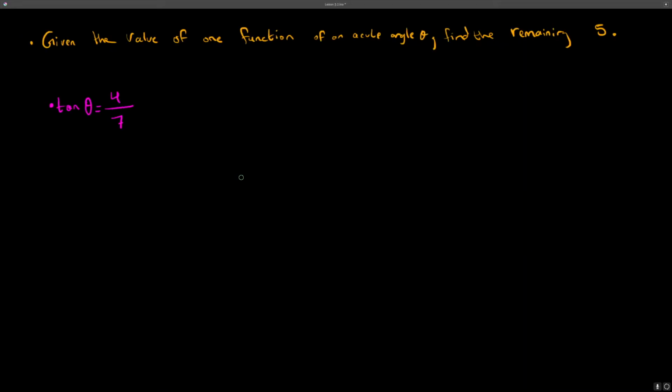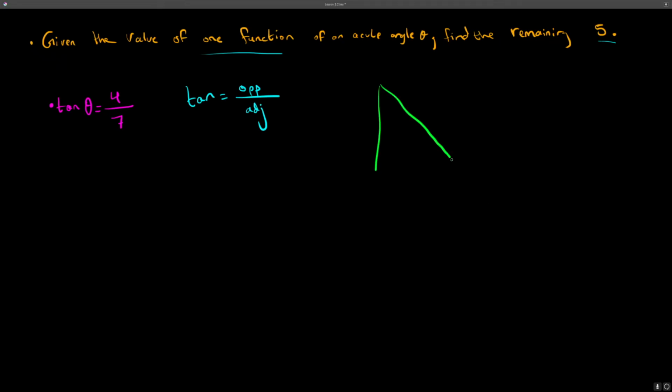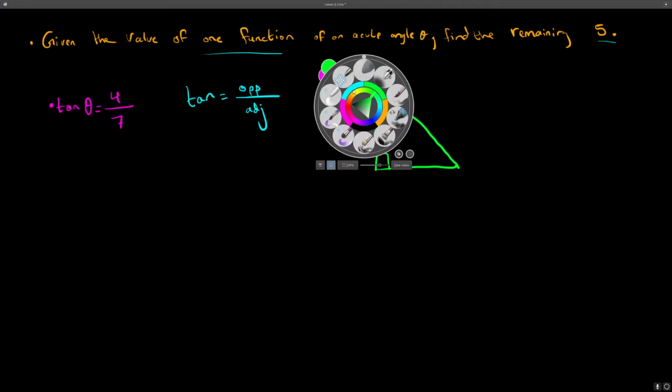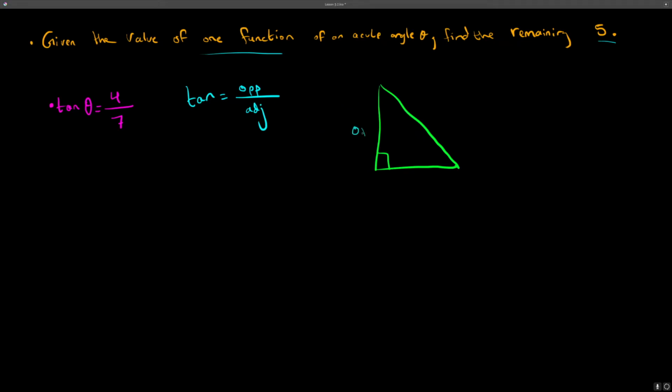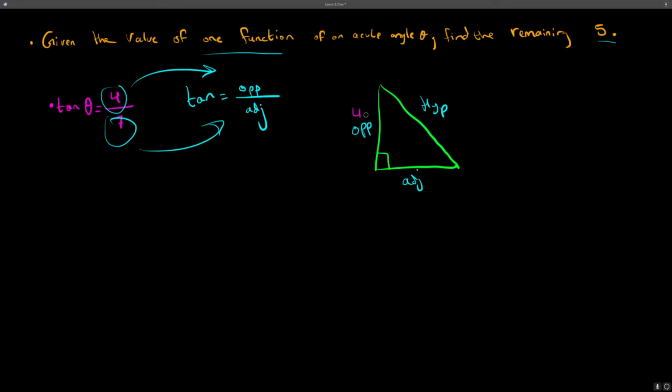Now this question asks us, given the value of one function, to find the remaining 5. So we have tangent 4 over 7 here. What we can do is that we know that tangent is equal to opposite over adjacent. So if we draw a little triangle here, we have 2 sides, opposite over adjacent, and the hypotenuse. We have 4, which is the opposite, and 7, which is the adjacent. So we can simply substitute. So we have 4 here, 7 here.